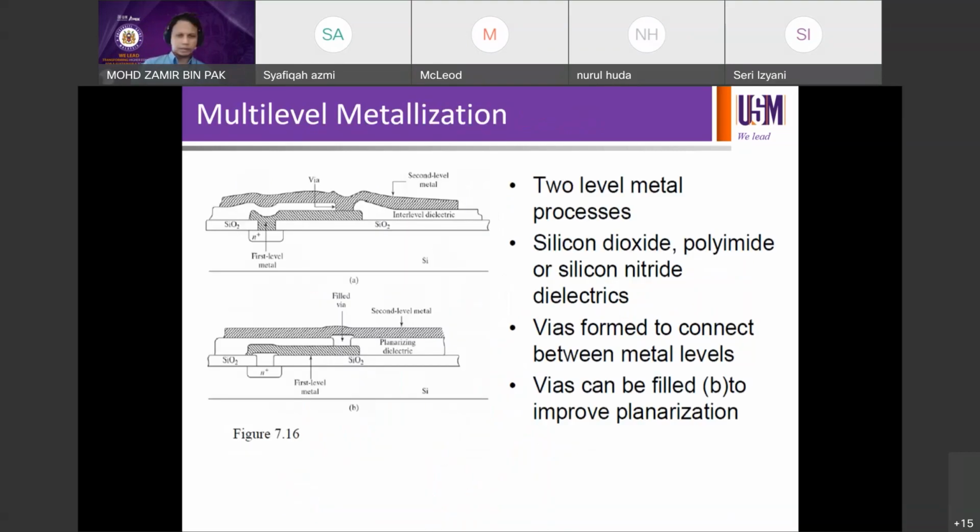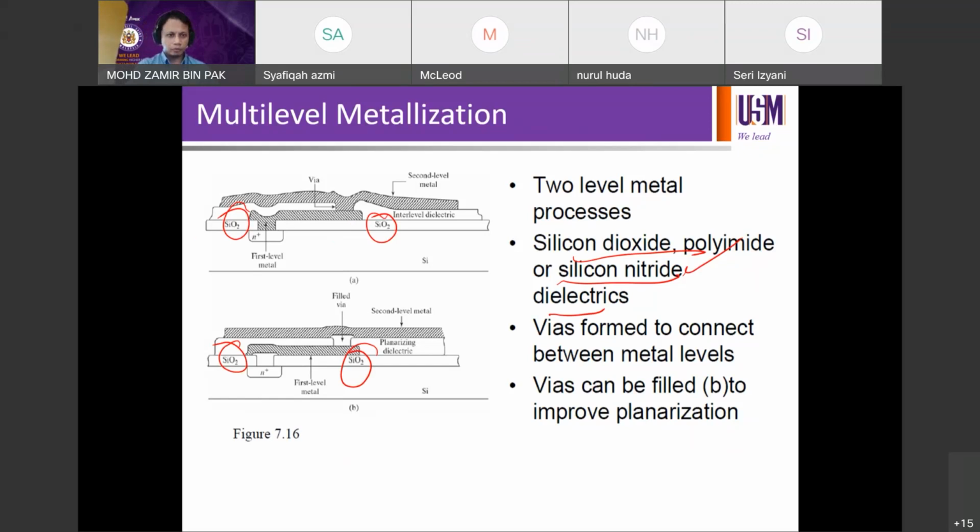Okay, multi-level metallization, another example. This really depends on what sort of metallization you have. You can also go multi-level. So two-level metal processes in this case, and then silicon dioxide, polyimide, or silicon nitride is used as dielectric. You can see here, this one is SiO2. This one is also SiO2. You can also use nitride or polyimide depending on the constraint of the process. Vias form to connect between metal layers.